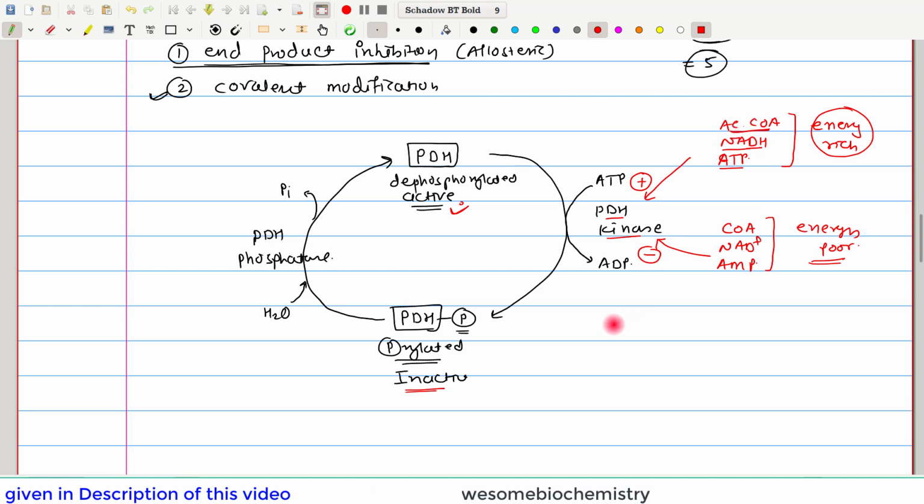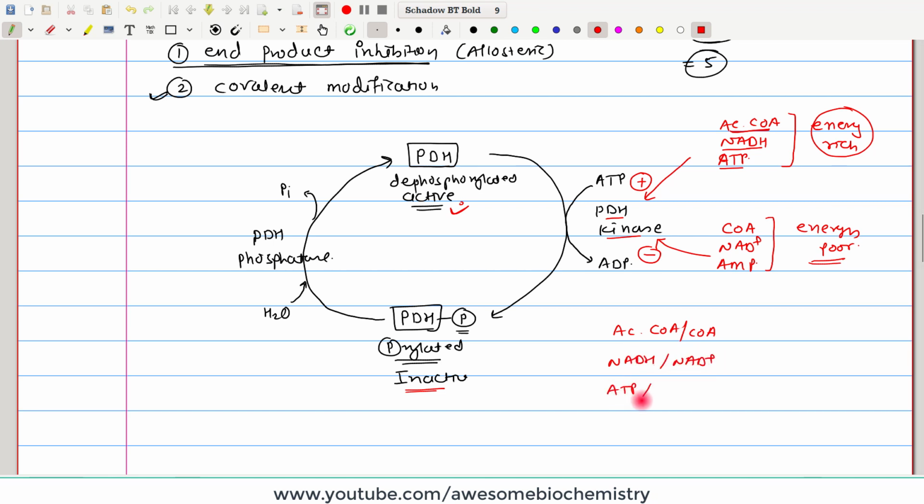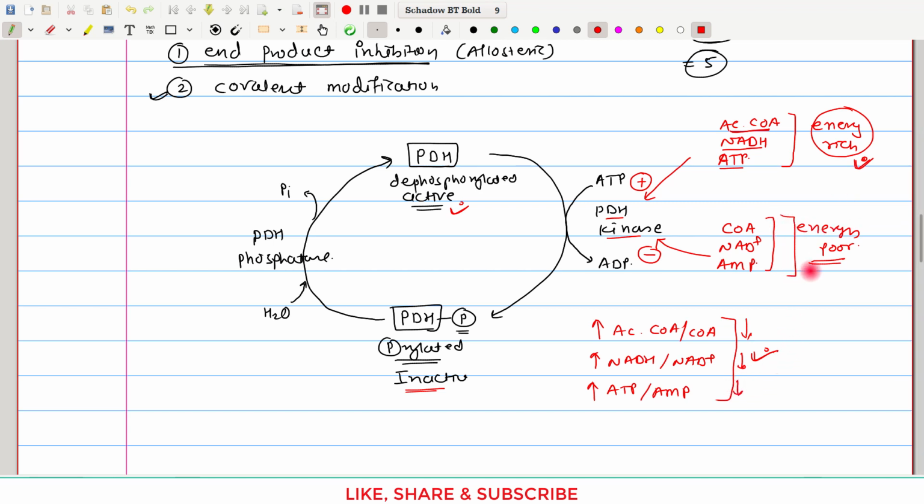Now, actually speaking, this energy rich and energy poor indication is actually a ratio. See, you can look at the ratio of acetyl coenzyme A to coenzyme A, or the ratio of NADH to NAD+, or the ratio of ATP to AMP. So these three basically reflect the cell's energy status. Okay, if this ratio is increased, this ratio is increased, and this ratio is increased, that means the cell is currently in the energy rich state. If all these three ratios are decreased, they indicate that the cell is now in the energy poor state, right. So these ratios are actually more important than the individual compounds.